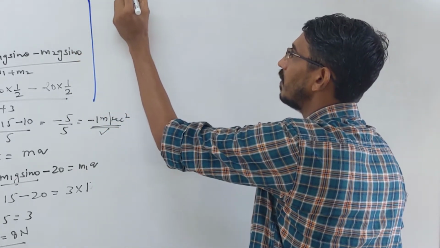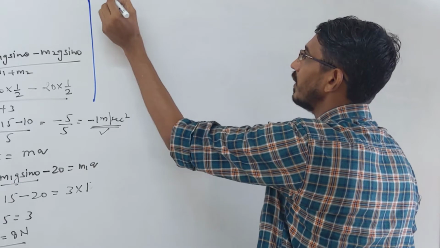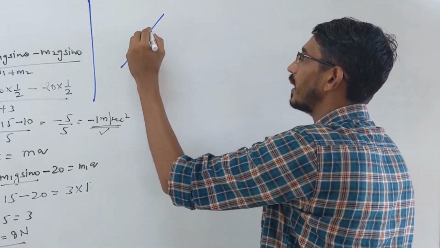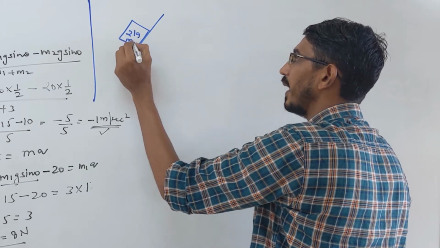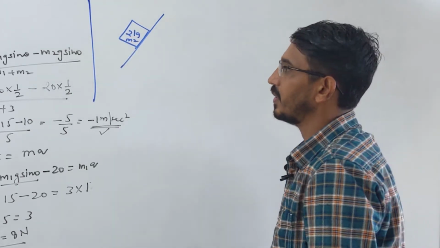FBD of the 2 kg block I take. So let's put it on the incline again. This is your 2 kg body, we are calling it M2. What are the forces acting on this?